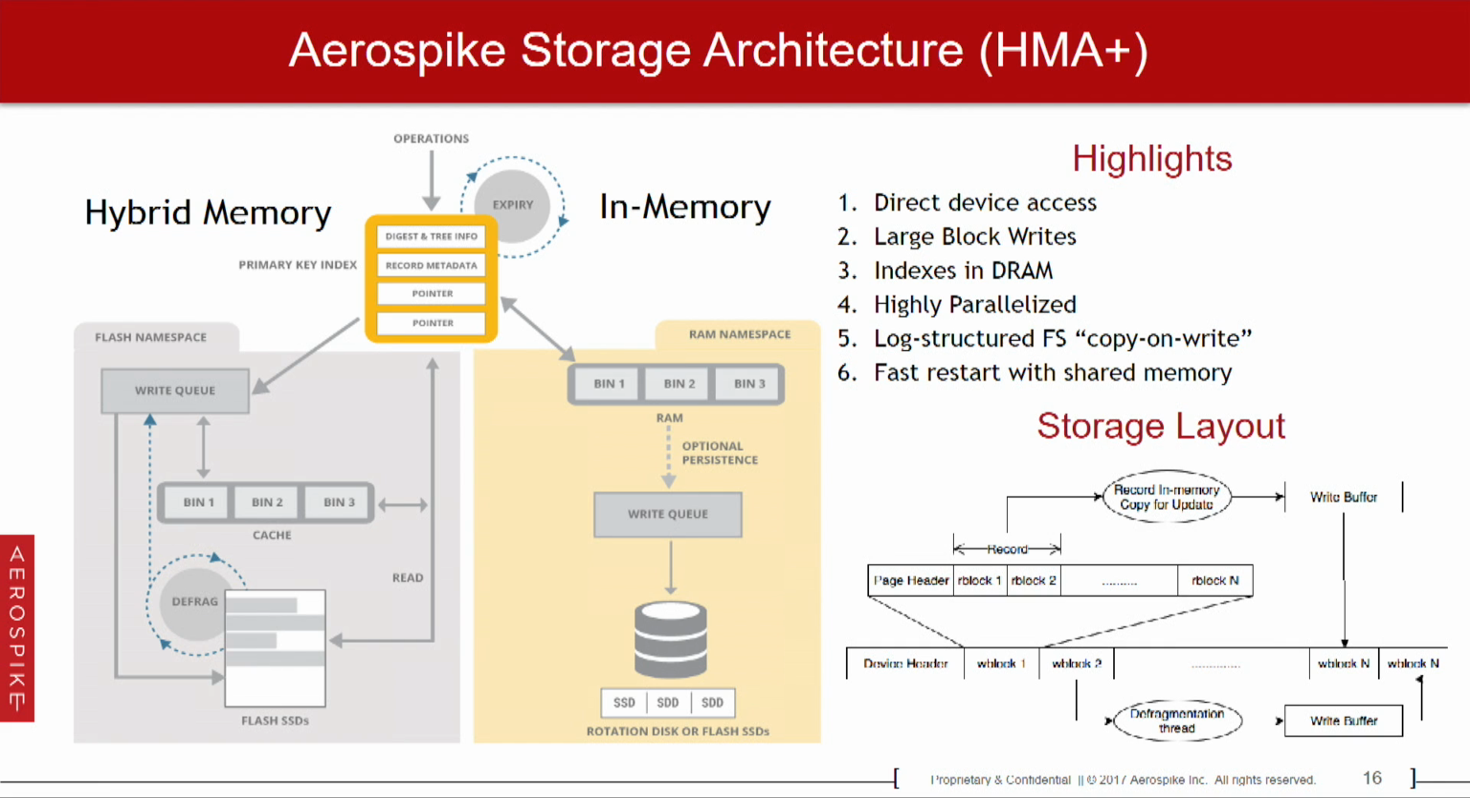The other important things to make hybrid memory efficient: there is direct device access, which means all these devices are attached in raw mode. That's the best way to do it. It will still work if you don't do that, but this gives you the best performance. We also amortize the writes across large blocks. It's a copy on write system, so every change to a data item is always written to a new place on flash. That's important. The indexes are in DRAM, so they have to be reconstructed on a complete system crash, for example. It's highly parallelized, and I'll talk a little bit about that. It's a log structured file system, as I mentioned, which is the copy on write.